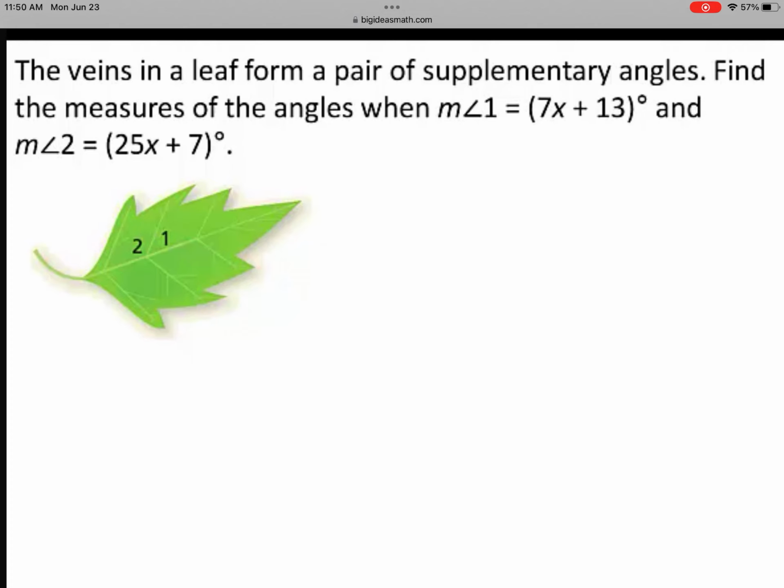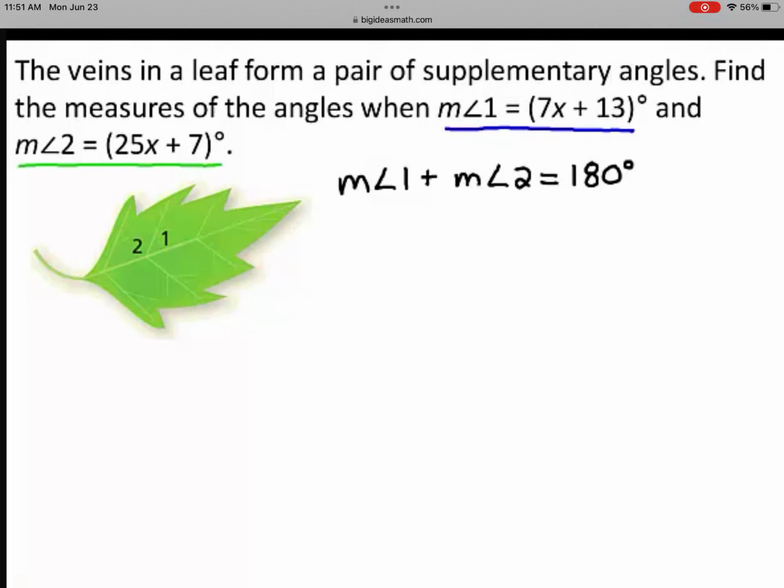Two angles are supplementary angles if their measures have a sum of 180 degrees. So, the measure of angle 1 plus the measure of angle 2 must equal 180 degrees. In this problem, you are told that the measure of angle 1 equals 7x plus 13 degrees and the measure of angle 2 equals 25x plus 7 degrees.